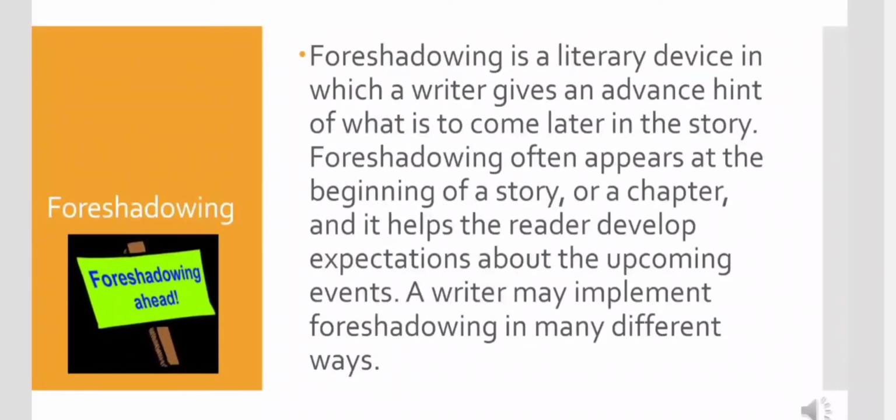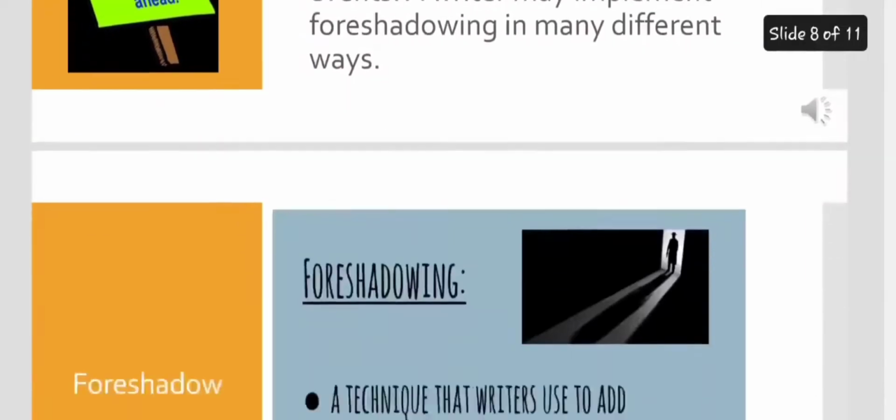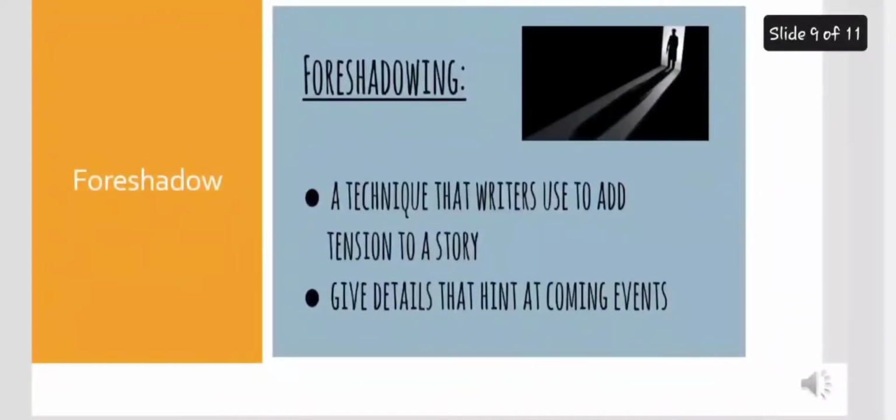Last but not least, I'm going to tell you about foreshadowing. It's a literary device that a writer uses as an advance hint of what is to come later in the story. Foreshadowing basically appears at the beginning of a story or maybe a chapter, and it helps the reader develop expectations about the upcoming events. A writer may implement foreshadowing in many different ways. The simple objective of foreshadowing is that it's a technique that writers use to add tension in a story, and it also gives details or hints of the upcoming events in a story.